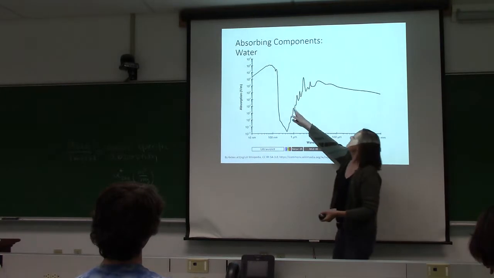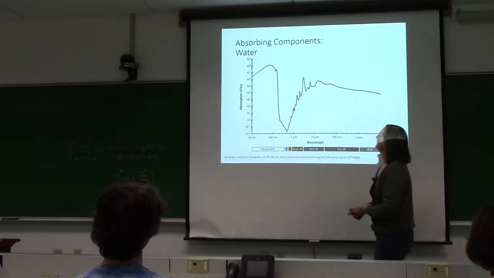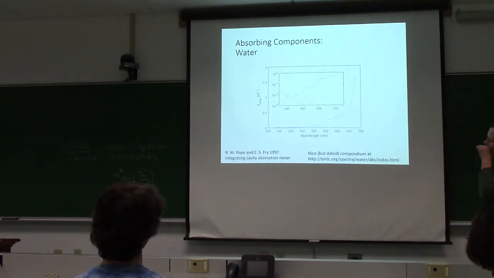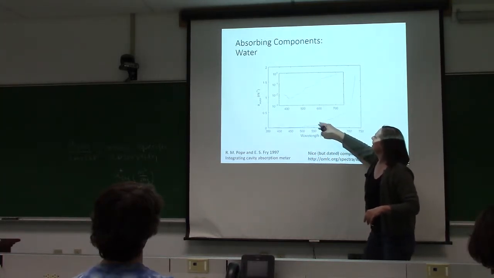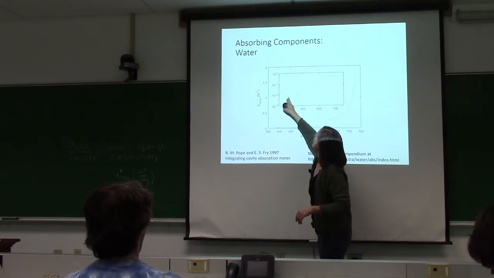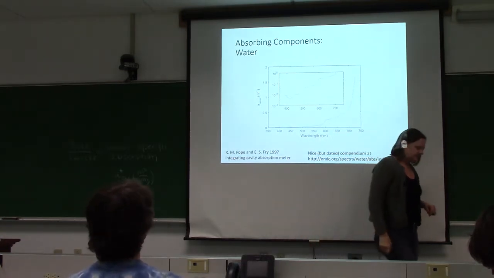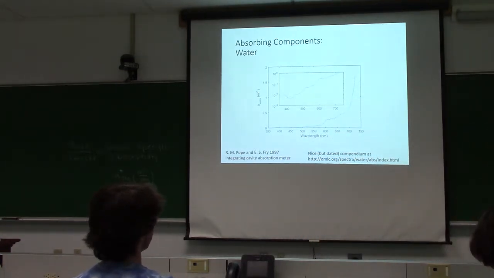And you can see all these vibrational states in the absorption spectra of water. Okay, but we're going to focus in on the visible. So if we have it on a linear scale, the absorption looks something like this. If we have it on a log scale, you can see that there's some minimum absorption right around 400. So it's very blue, which is why, of course, the open ocean is blue.